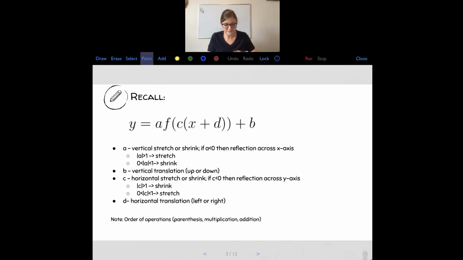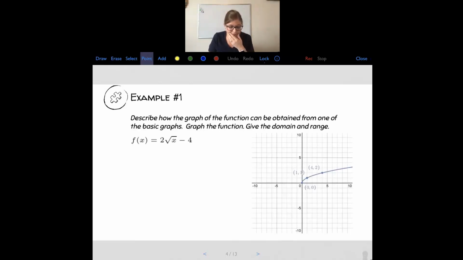All right, so describe how the graph of the function can be obtained from one of the basic graphs, then graph the function. I do have the graph of the square root of x on the screen. This is going to help us as we go through, but make sure that you understand how to identify the basic function because it won't always be given to you. So in this case, the basic function or the parent function is square root of x.